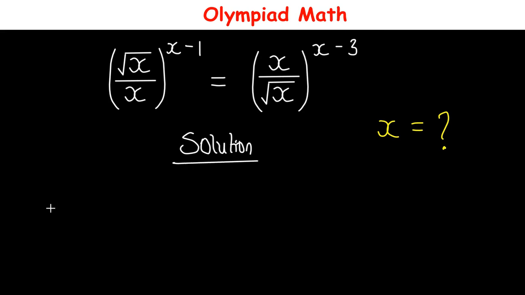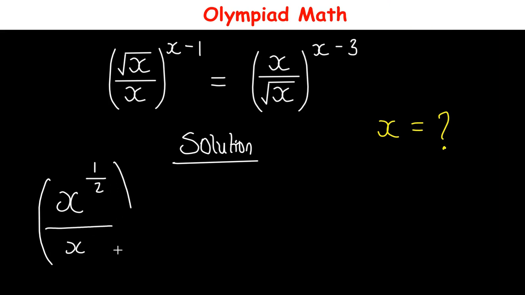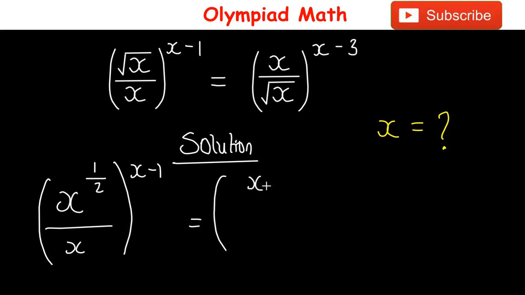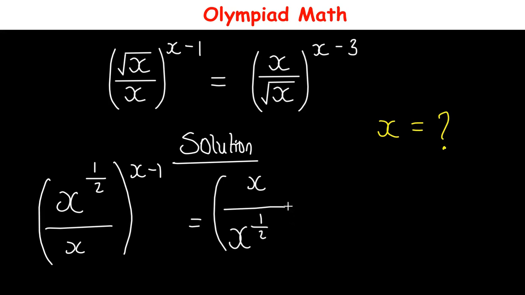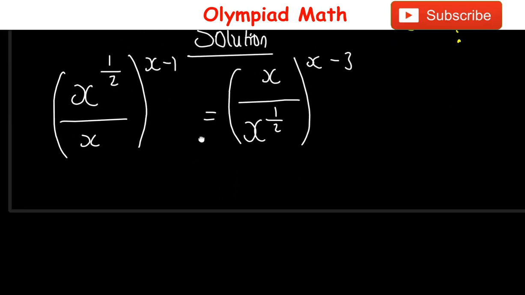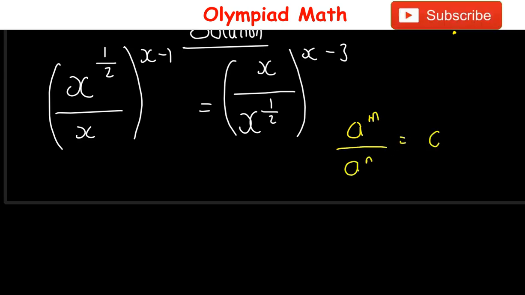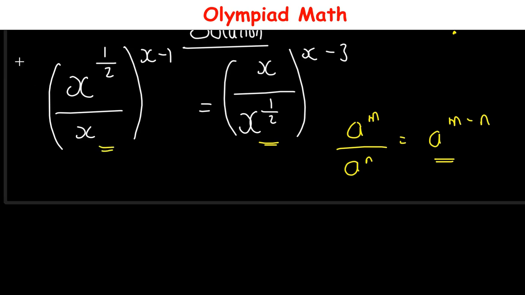Solution. So we have in brackets, we can write square root of x as x raised to power 1 over 2 all over x all raised to power x minus 1, and this equals in brackets x over, we can write square root of x as x raised to power 1 over 2, then all raised to power x minus 3. So with this, applying this rule of indices, that if you have a raised to power m over a raised to power n, this equals a raised to power m minus n.